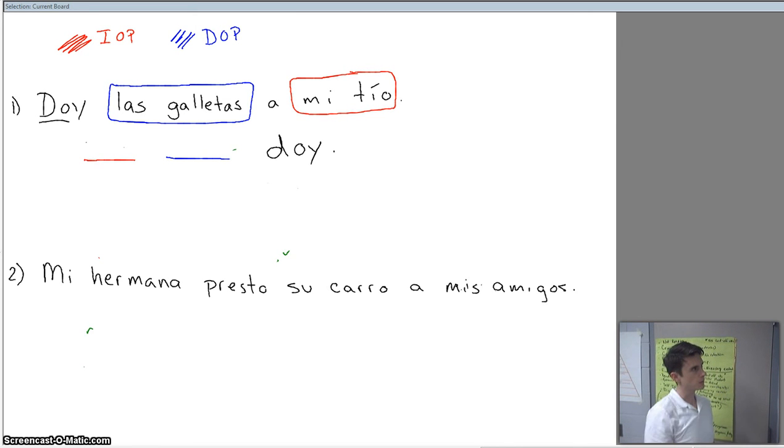Okay, so we want to say I give them to him. Well, the IOP, the red area, is going to reflect the him, as in he's the one that will receive it. So which IOP will we use? Think about it. Go back to your choices. Me, te, le, nos, les. Which one will you choose? If you said le, you are correct. Which DOP will we use?